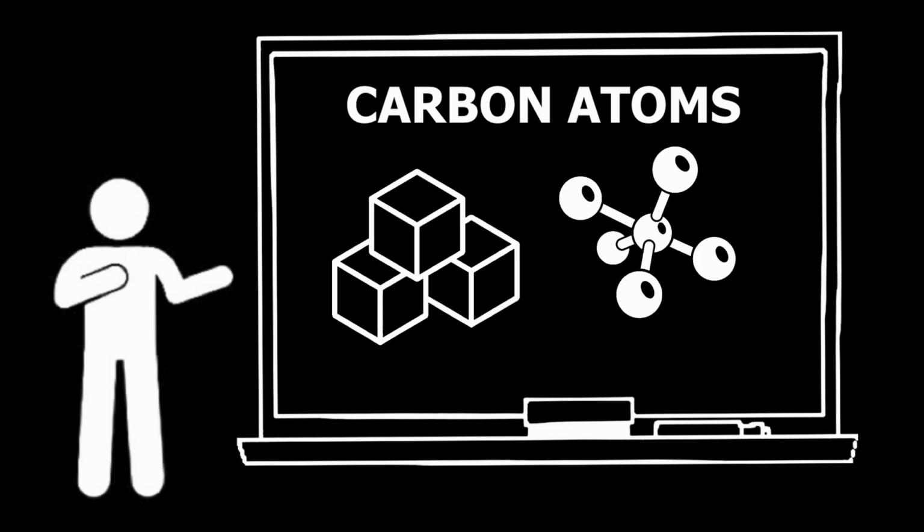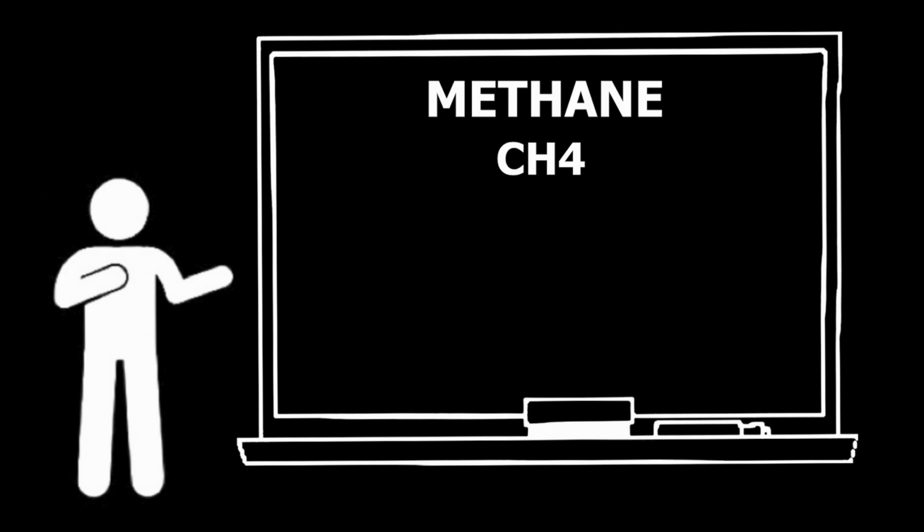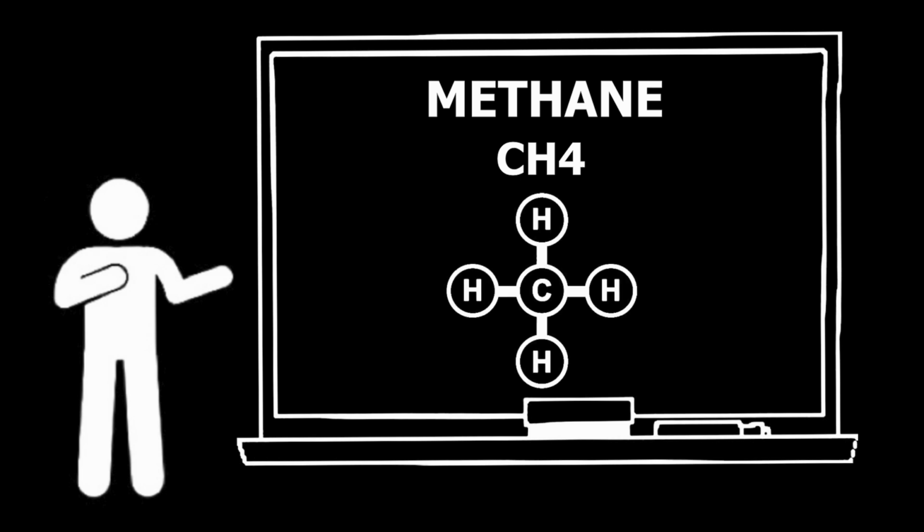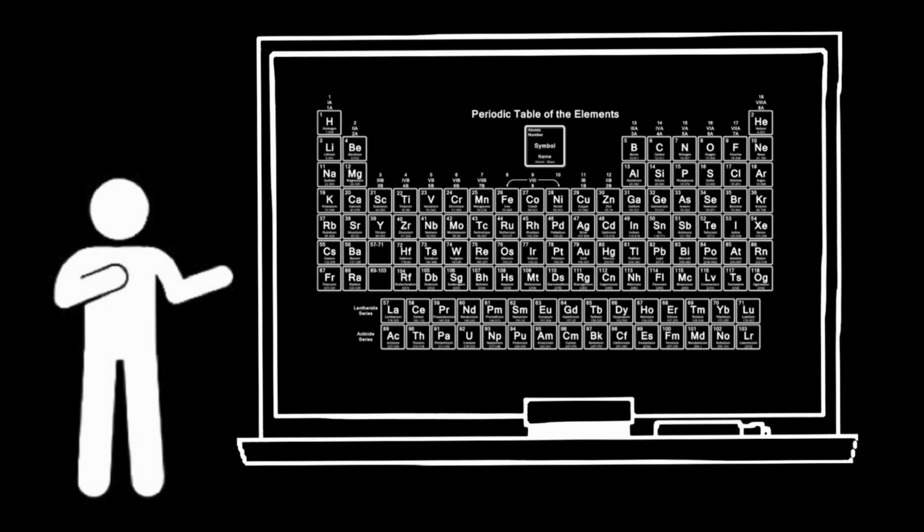To introduce a few introductory concepts, let's cover one of the simplest molecules that you can have in OChem. This molecule is known as methane, or CH4. Now if I were to draw out methane, it would look a little something like this. To understand why methane looks like this, we first need to look at the periodic table.